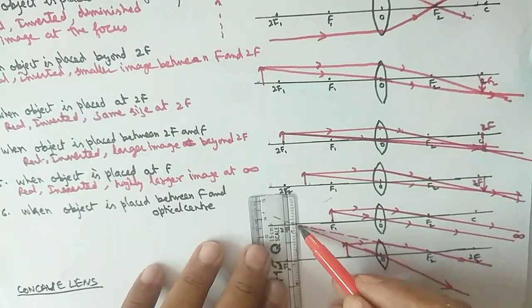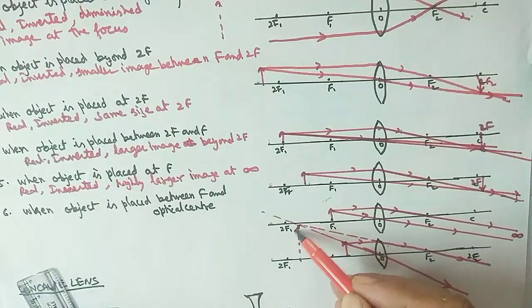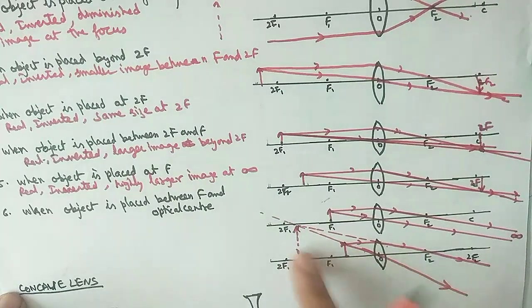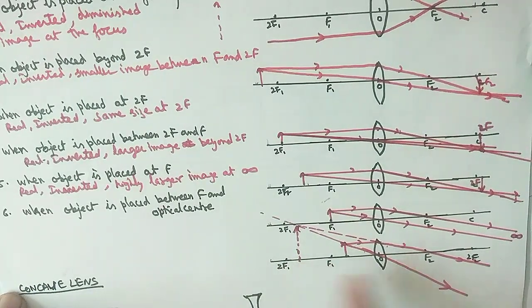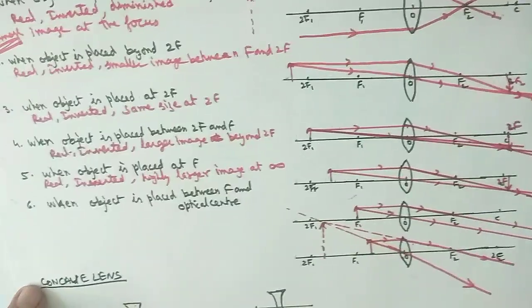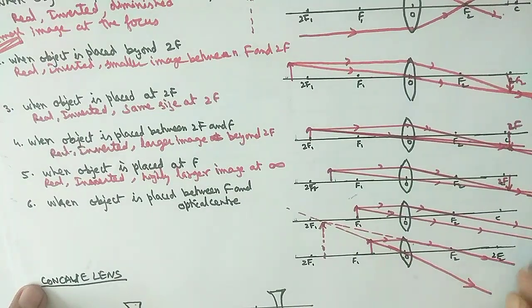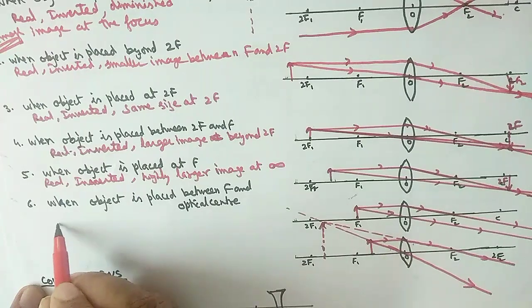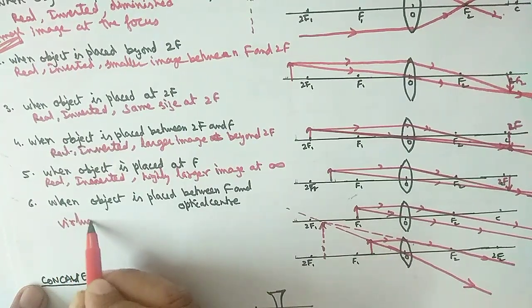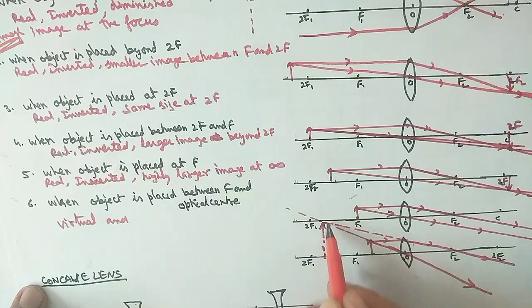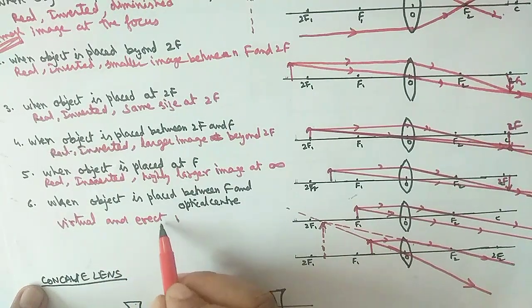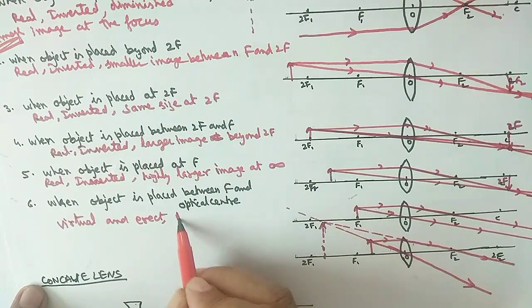So at this point you can see a larger virtual and larger image will be formed on the same side of the lens. Is it clear? Because the rays are not meeting on this side, you can join them at this point. So it is a virtual and erect image, an erect and enlarged image.